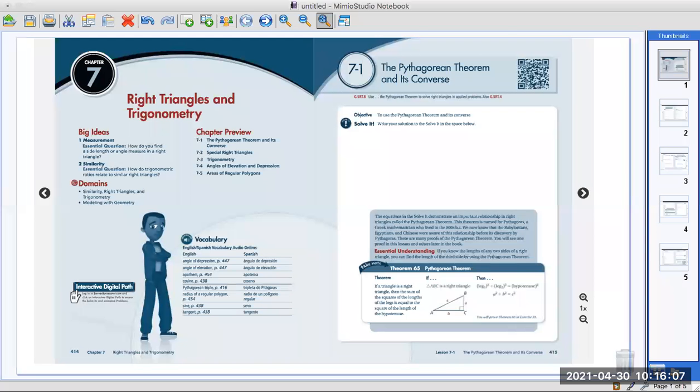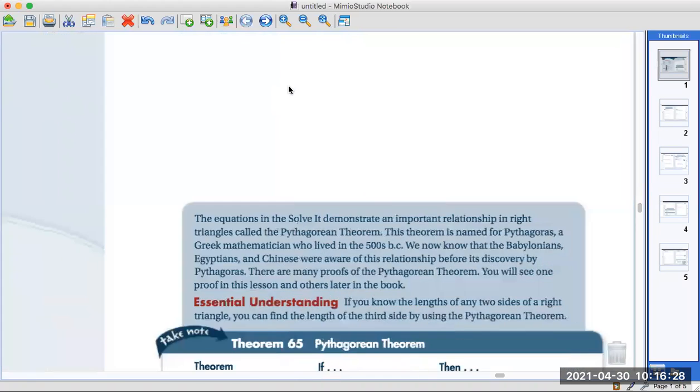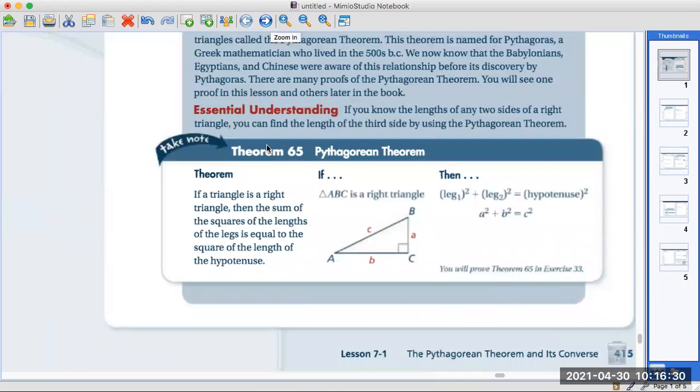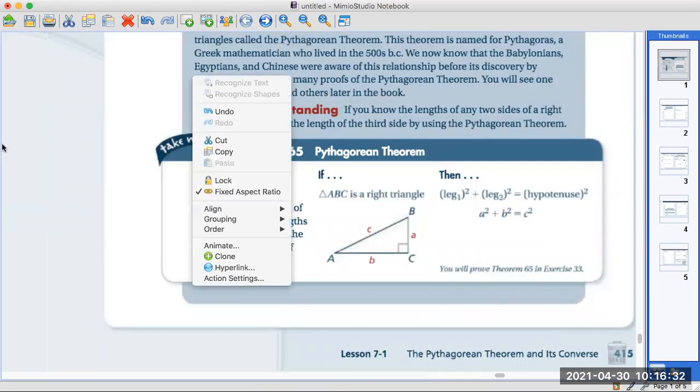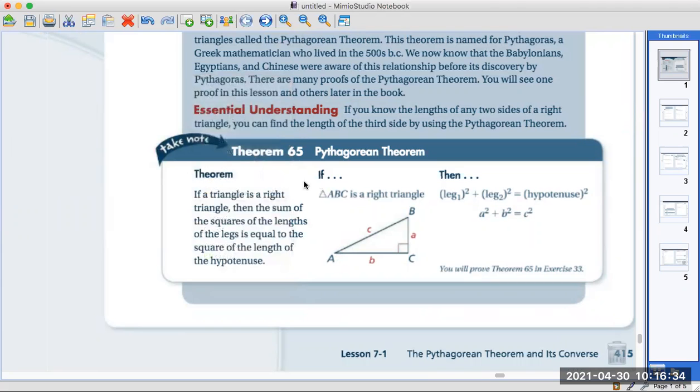Hello, everybody, and welcome to lesson 7.1 on page 415. And you see that it is on the Pythagorean theorem and its converse. The converse is the same thing backwards. It holds true forward and backward. So let's start with the actual theorem. You already know it. This is kind of review for you, so I'm not going to make this a long video.